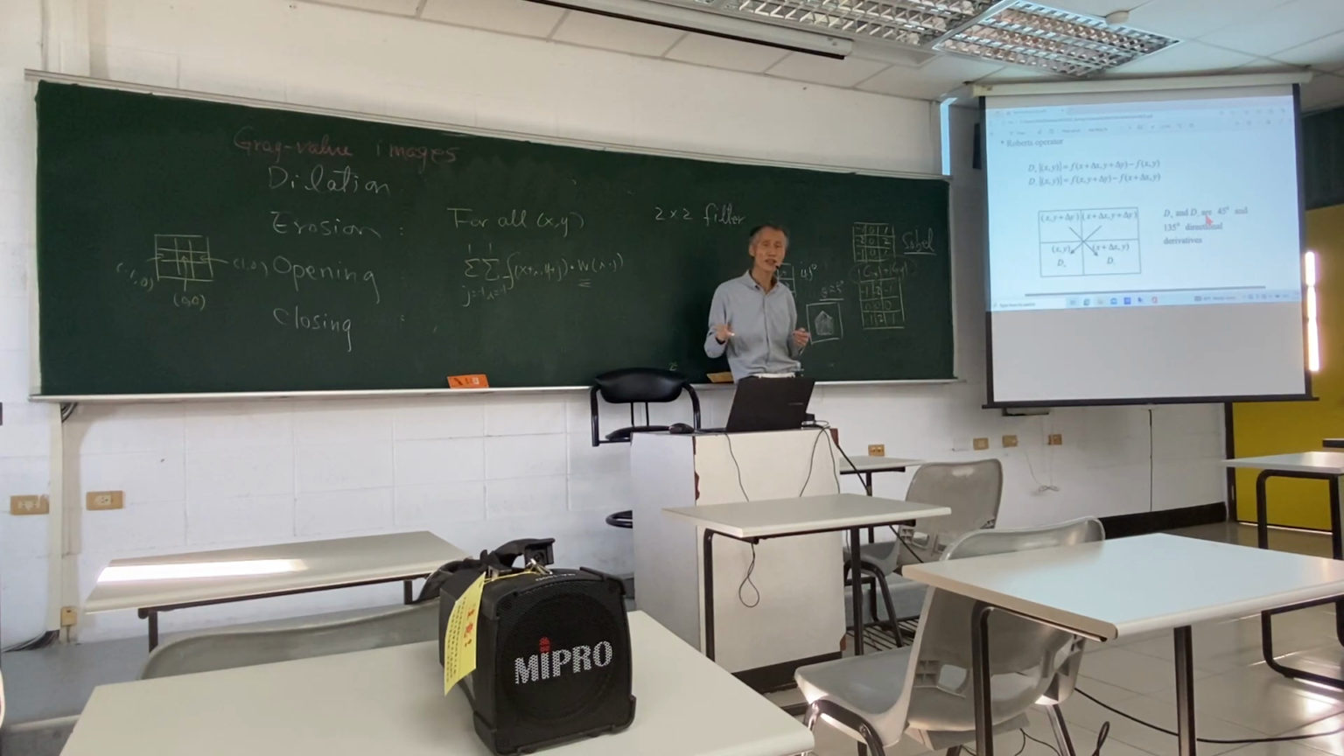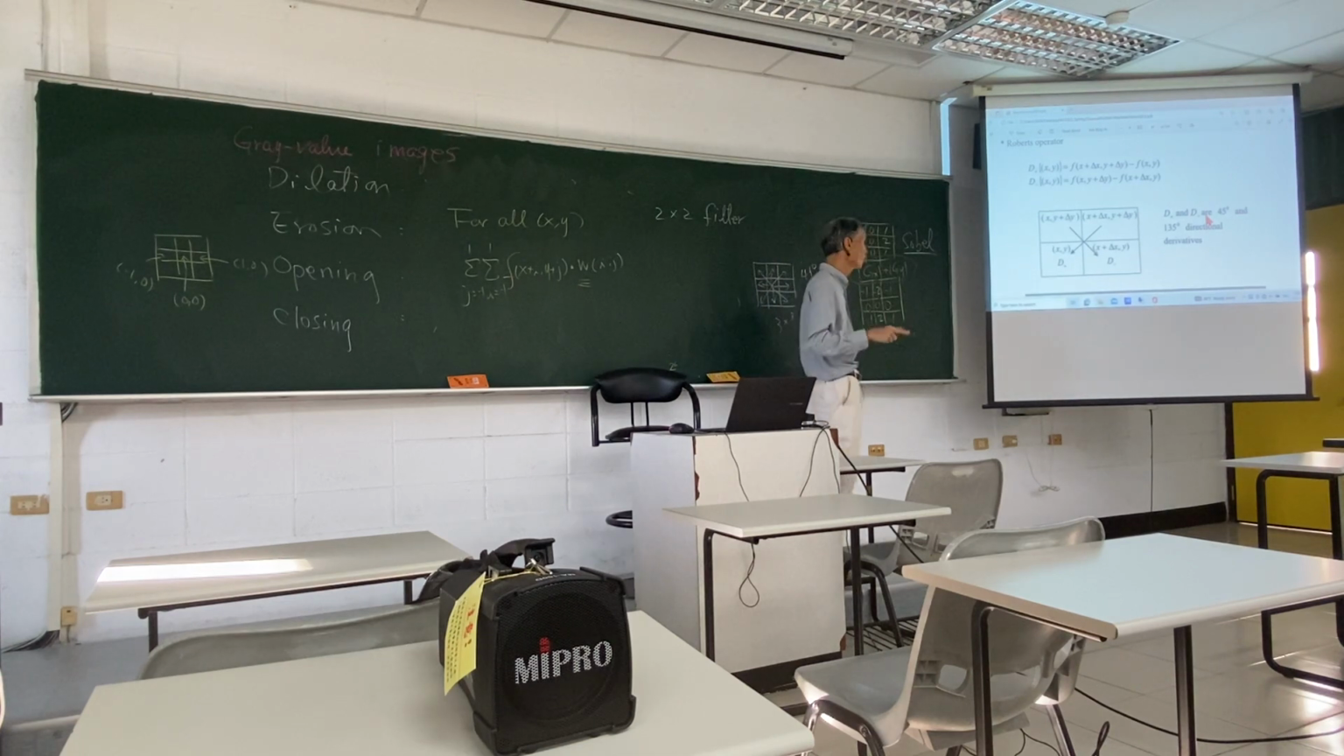The calculation will be very fast compared with 3 by 3, because 3 by 3 has 9 elements, right? 2 by 2, there's only 4 elements. But it's still based on the derivative, okay?